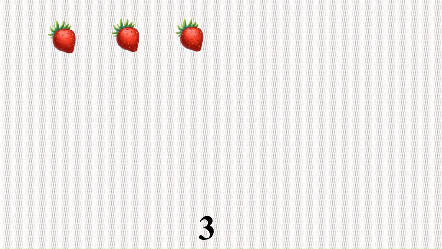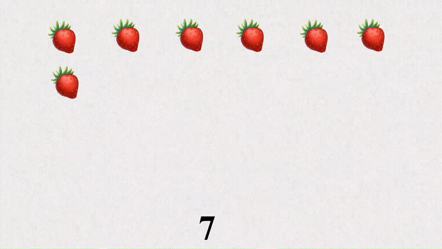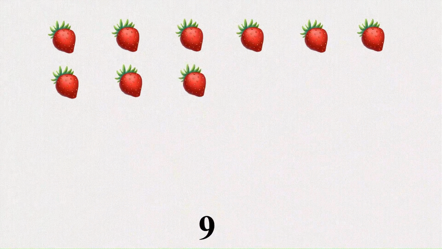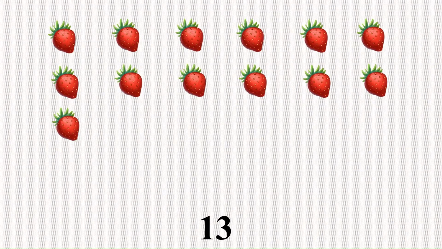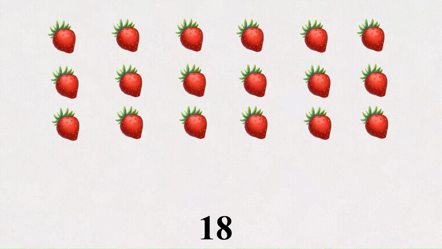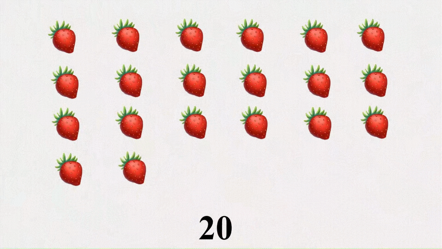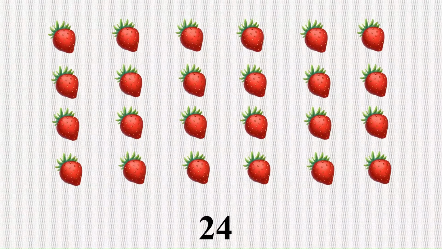0, 1, 2, 3, 4, 5, 6, 7, 8, 9, 10, 11, 12, 13, 14, 15, 16, 17, 18, 19, 20, 21, 22, 23, 24. 24 strawberries.